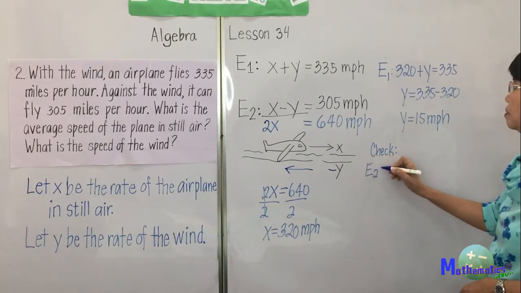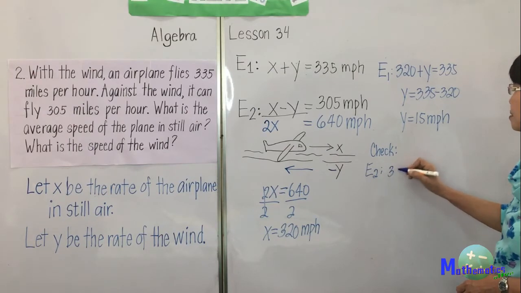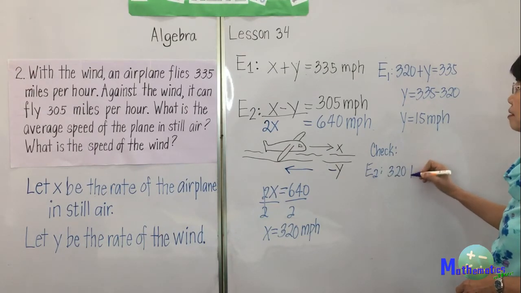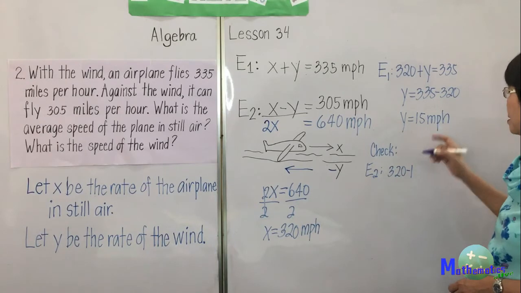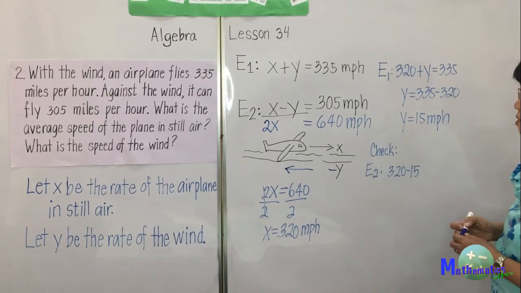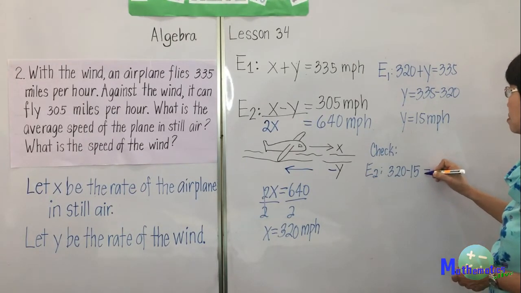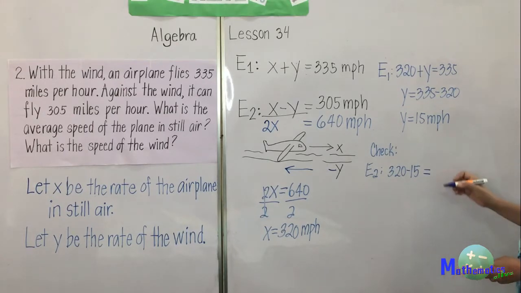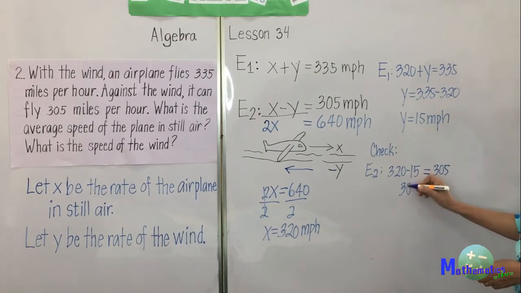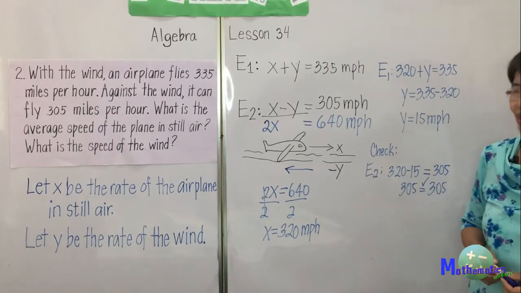Equation 2, we have x is 320 minus y is 15. So we'll have 305. So 305 equals 305. Check. Our answers are correct.